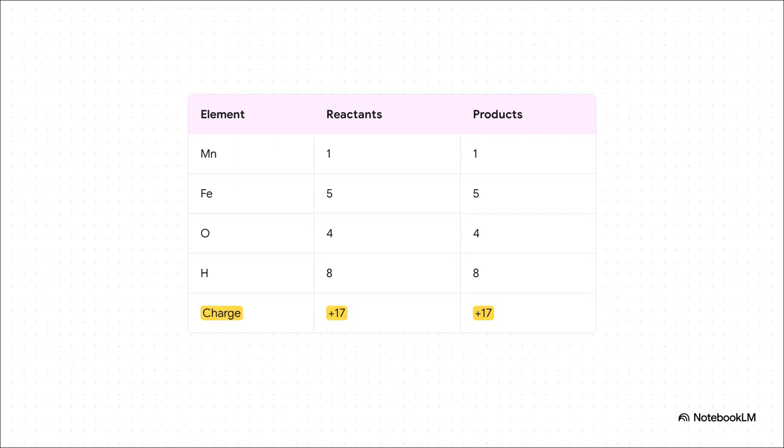And here's the part you can never, ever skip. Check your work. This little table confirms everything. 1 manganese, 5 irons, 4 oxygens, 8 hydrogens, all perfectly balanced on both sides. But here's the real test. Look at the bottom line. The total electrical charge on the left is +17. The total charge on the right, also +17. Boom, it is perfectly balanced.